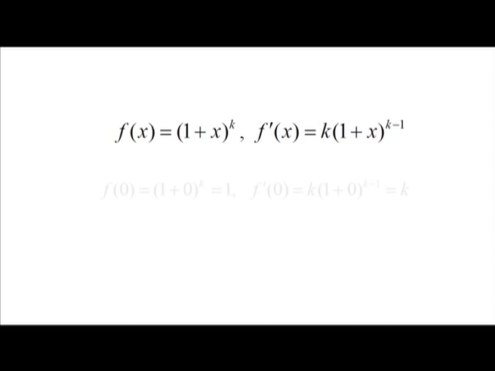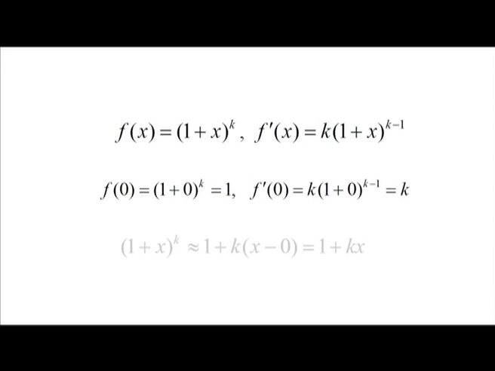We have f of 0 equal to (1 plus 0) to the power k, which is equal to 1. f prime of 0 is equal to k times (1 plus 0) to the power k minus 1, which is equal to k, and the linear approximation is (1 plus x) to the power k is approximately equal to 1 plus k times (x minus 0), which is equal to 1 plus kx, as desired.